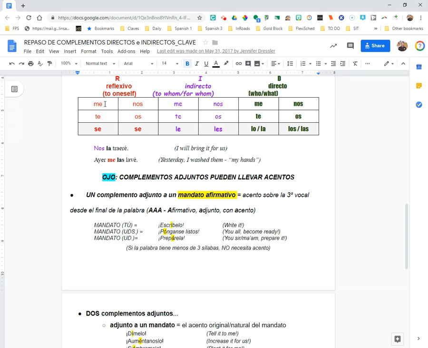Here are the actual objetos indirectos, directos, y reflexivos que tenemos. We've got me, te, se, nos, os, se for reflexives, me, te, le, nos, os, les for indirect, and me, te, lo, la, nos, os, los, las for the direct. Notice the four top boxes for each are the same. Me, te, nos, and os.